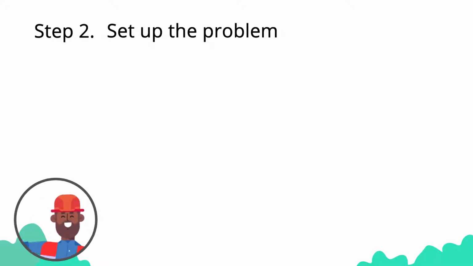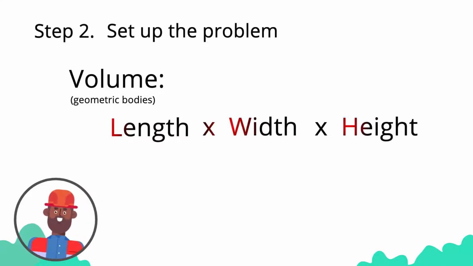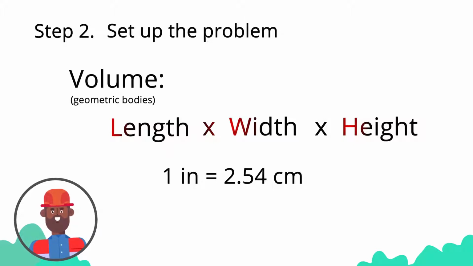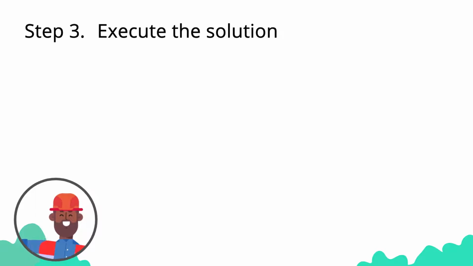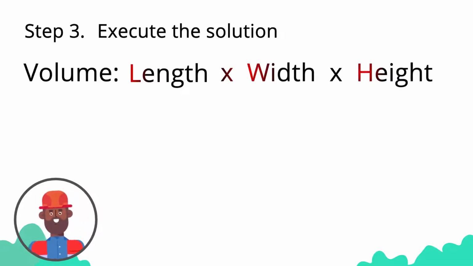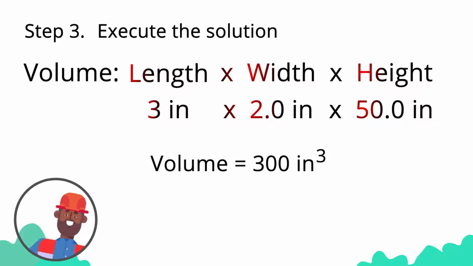As we recall, volume is length times width times height. And 1 inch is equivalent to 2.54 centimeters. Step number 3. Execute the solution. Using the formula of volume, length, 3 inches, times width, 2.0 inches, times height, 50.0 inches. The volume of the wood is 300 cubic inches.